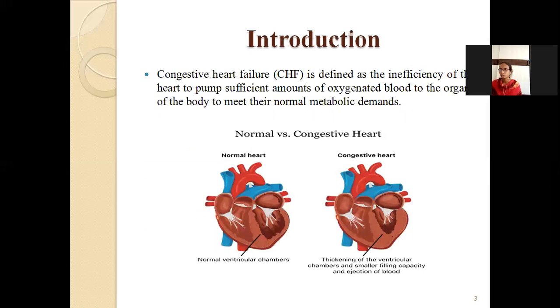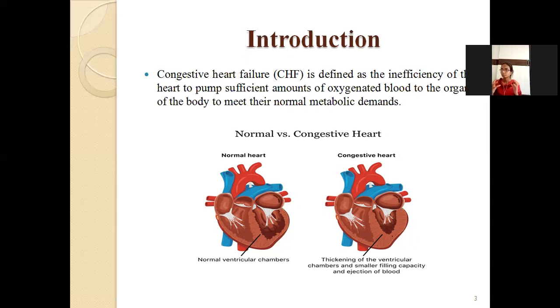Before discussing the drugs used in congestive heart failure, let's discuss what congestive heart failure is. Congestive heart failure is defined as the insufficiency of the heart to pump a sufficient amount of oxygenated blood to the organs of the body to meet their normal metabolic demands.